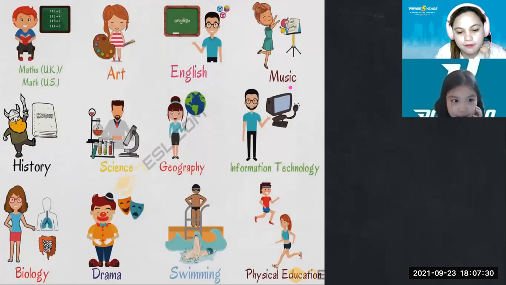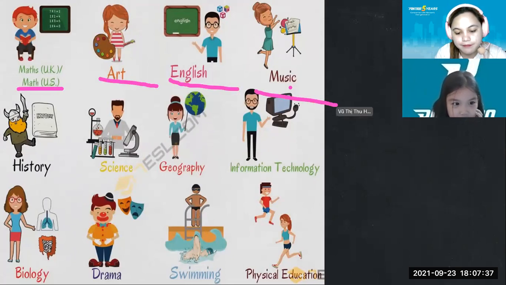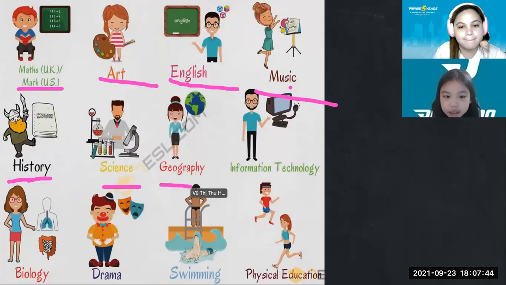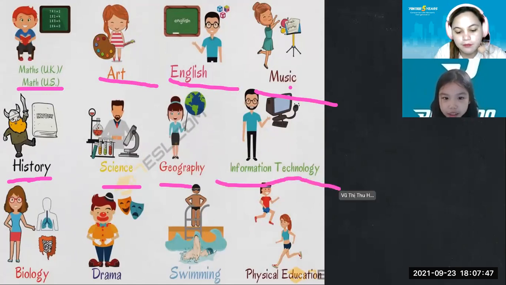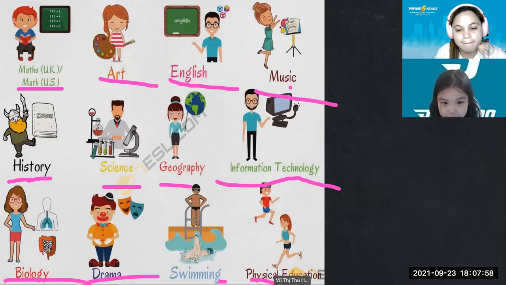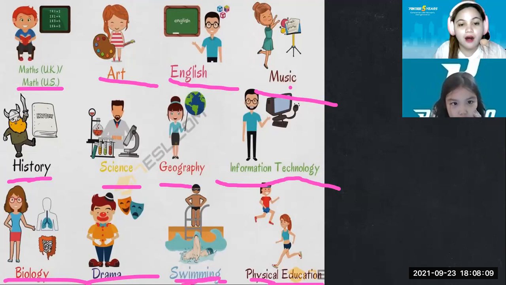Maths. Okay. Art. English. Music. History. Science, geography, information technology, grammar, swimming. All right, so there is math, art, English, music, history, science, geography, information technology, biology, drama, swimming, and physical education.